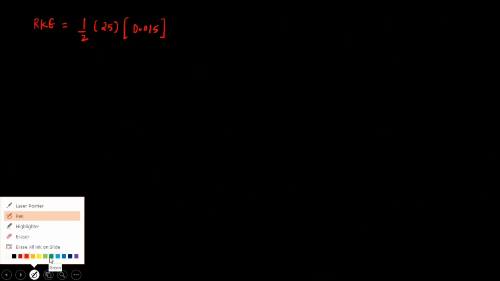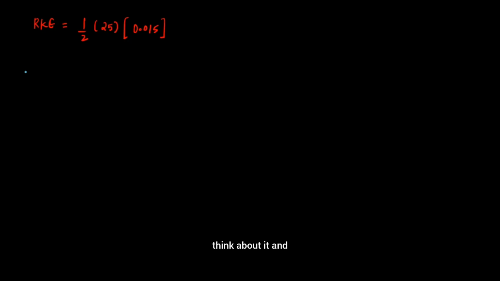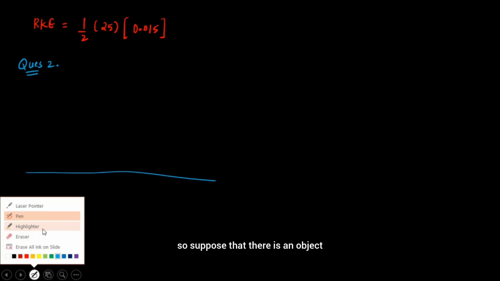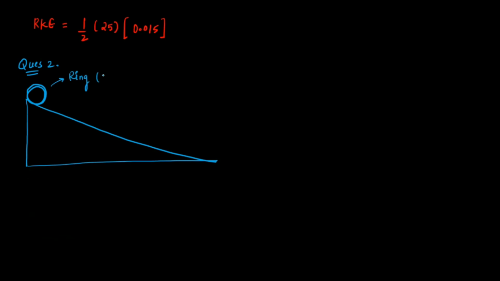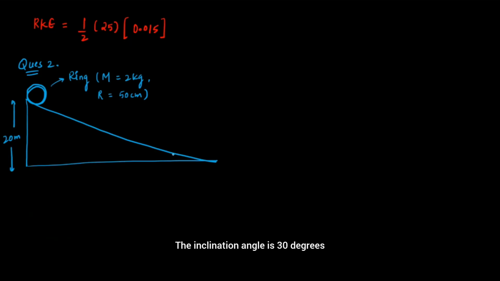So let me just give you another question. Think about it, and if you did this, it means you understood all of the mechanics we have learned so far. The question is pretty simple. Suppose there was an object, and that object is a ring of mass 2 kgs and radius 50 centimeters, placed on an inclined plane of vertical height 20 meters. The inclination angle is 30 degrees.